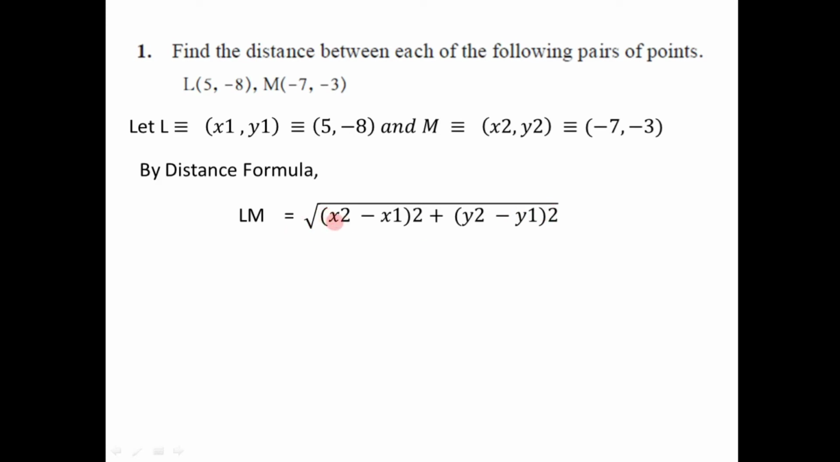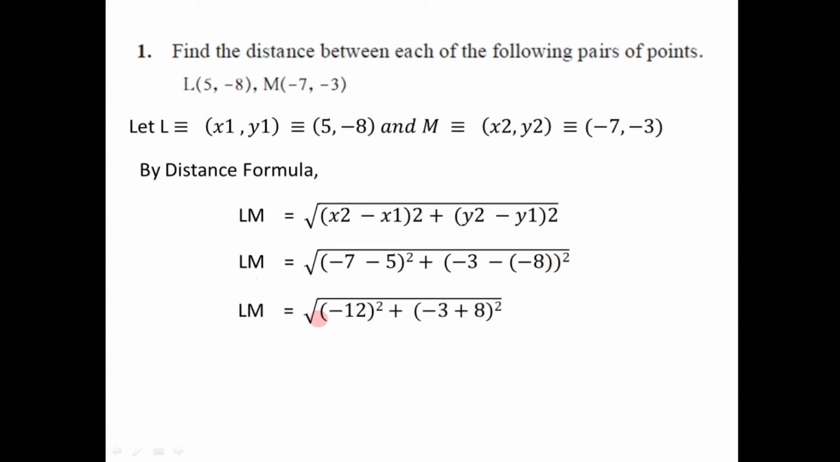Here we have to just replace the values of x1, y1 and x2, y2 in this given formula. So we get LM is equal to under root x2 is here minus 7 minus x1 is 5. So (minus 7 minus 5) whole square plus the value of y2 is minus 3. So we have replaced here minus y1. Now this time y1 is again a negative value. That's why we should take it in brackets. So we will have (minus 3 minus (minus 8)) whole square.